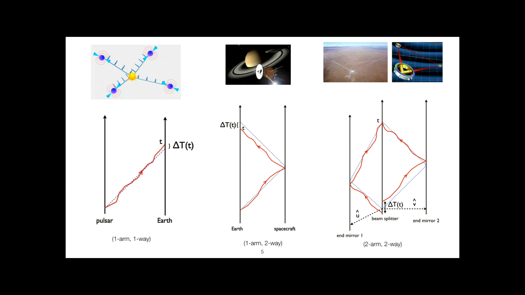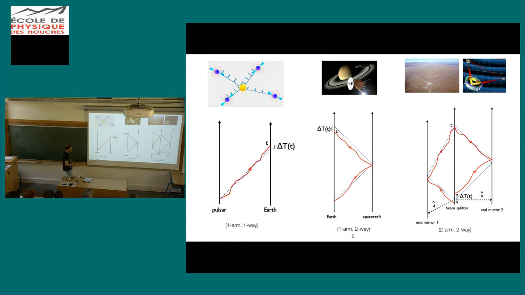So for laser interferometry like LIGO, Virgo, or LISA, we basically have a two-arm, two-way detector. We've got the measurement here made at time t, and the delta t, the difference in the times due to the presence of a gravitational wave, is basically the difference in the times associated with down and back propagation along one arm here, and then similarly along the other arm there. Okay? So they're all very similar in how they work.